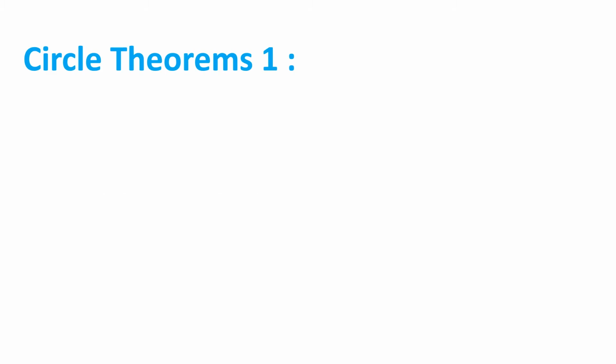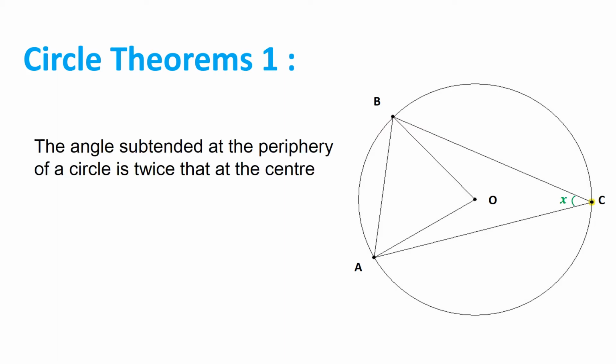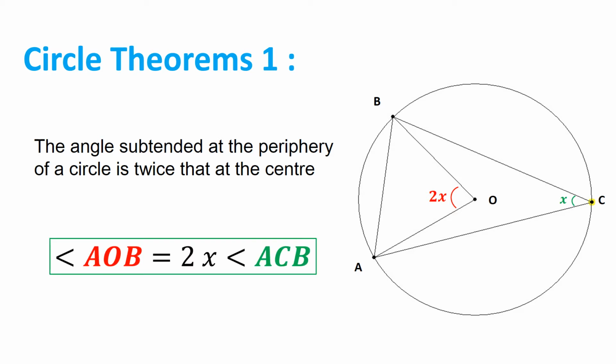Circle theorem 1. The angle subtended at the periphery of a circle is twice that at the center. Angle AOB equal 2 times angle ACB.